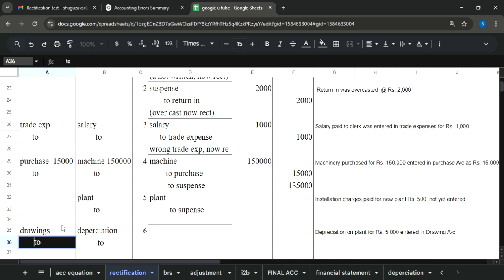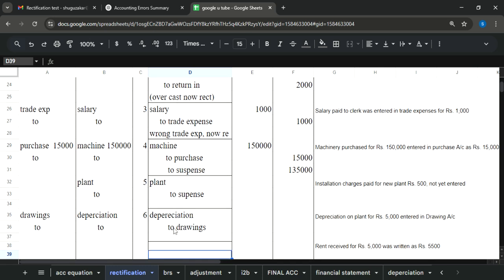Now as usual, whatever is written in the wrong entry, you will transfer in the same direction. So in this way, depreciation to drawings would be your entry. So the sixth entry is completed.